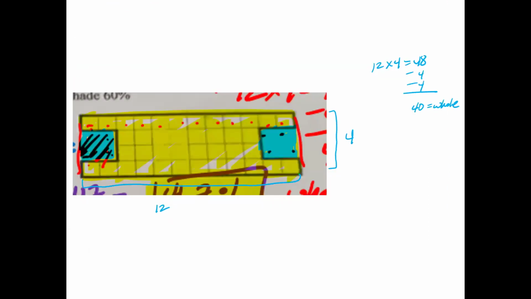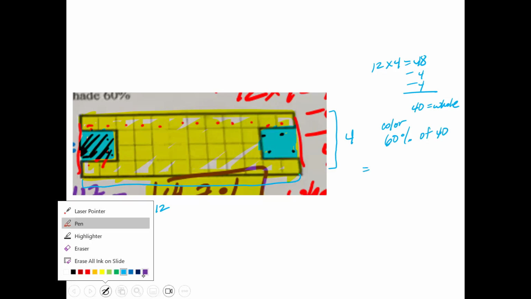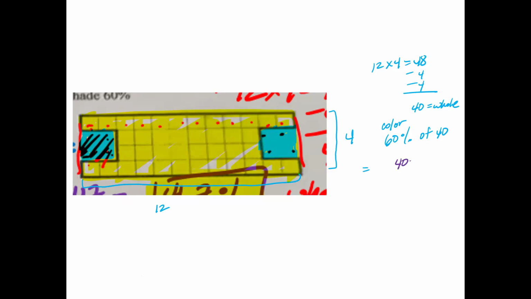So if the entire thing is 40 and you need to color 60% of it, right? Color 60% of 40. What that means is you simply take 40 and multiply it by 0.60. Do you see that? Yeah.